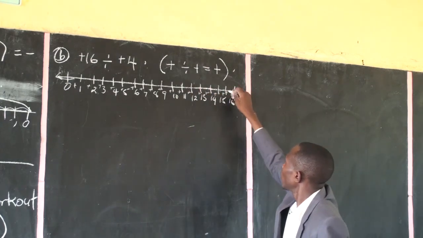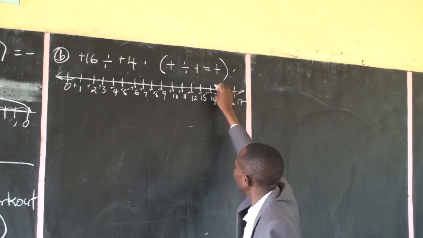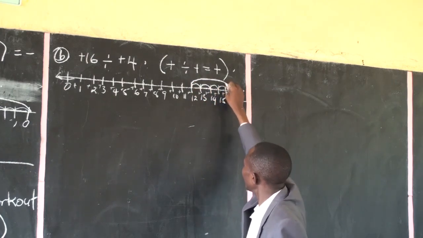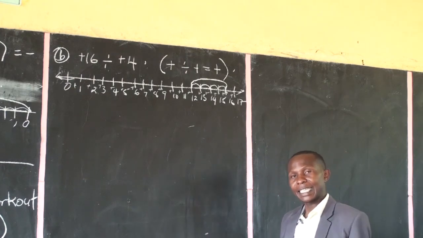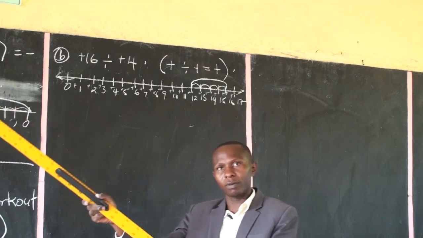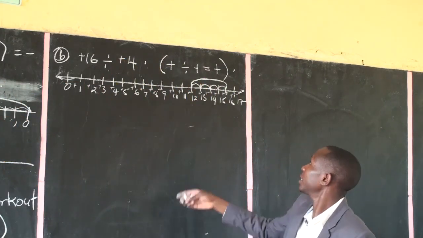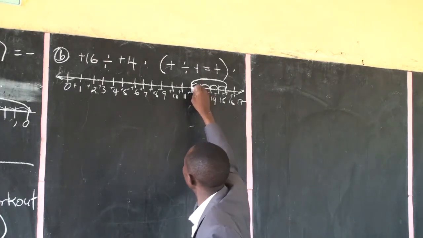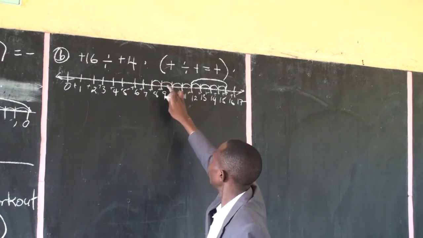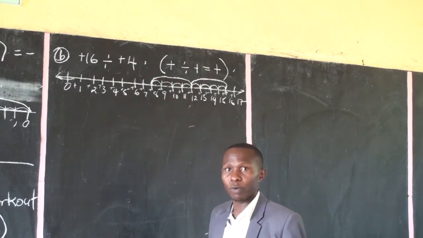So if we are dividing 16 by 4, I'll first begin with this. I say 1, 2, 3, 4. If I have 16 mangoes and I'm giving 4 people, I'll first give every person 1, 1, 1, 1. That is 4. That's the first interval. Then I will remain with 12. I will give again 1, 1, 1, 1 to how many people? 3, 4. This is another interval.